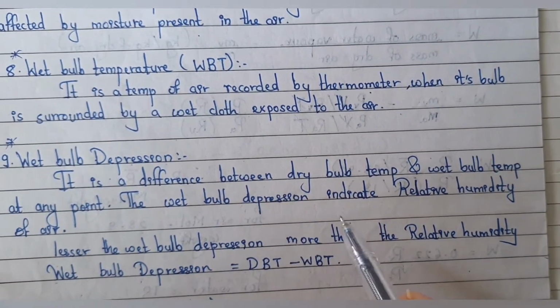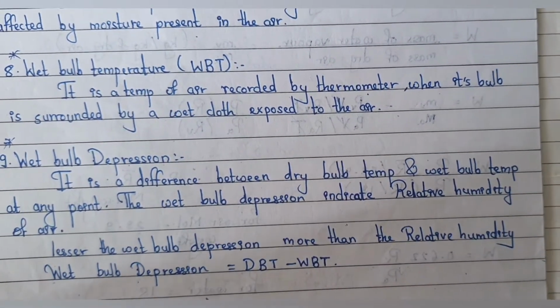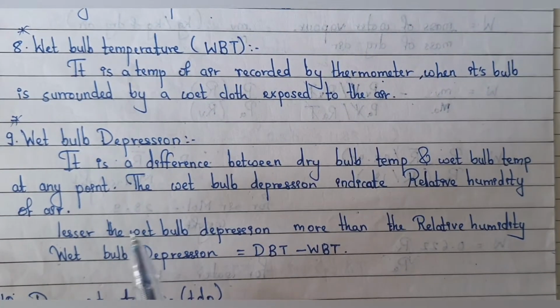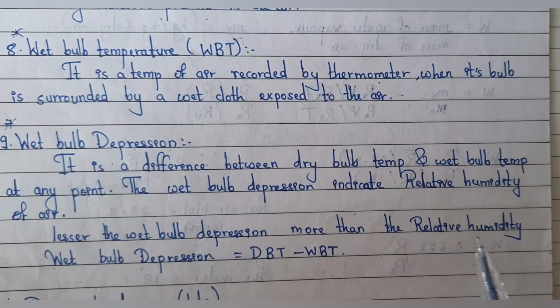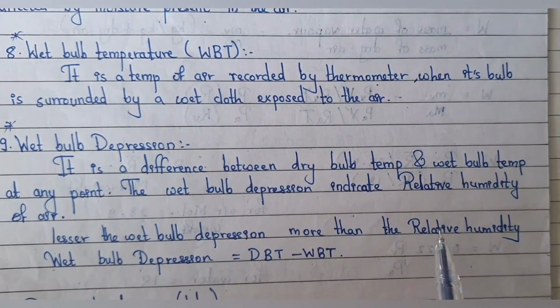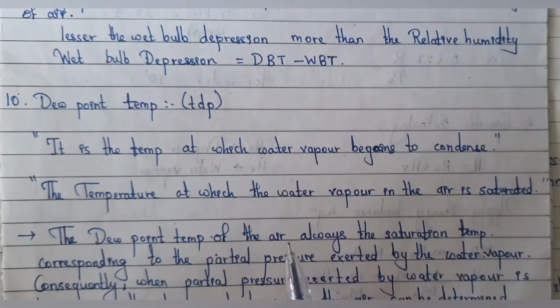The wet bulb depression indicates the relative humidity of air. Lesser the wet bulb depression, more the relative humidity. That means wet bulb depression is inversely proportional to relative humidity. Now moving ahead, this is also an important point.